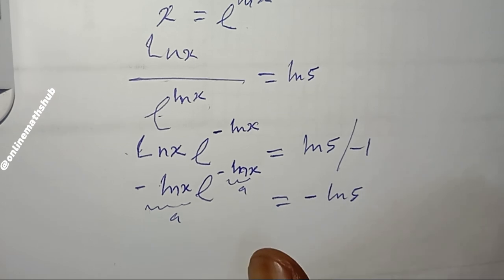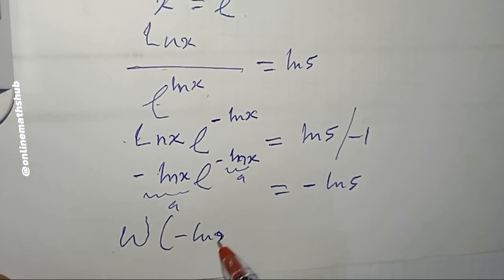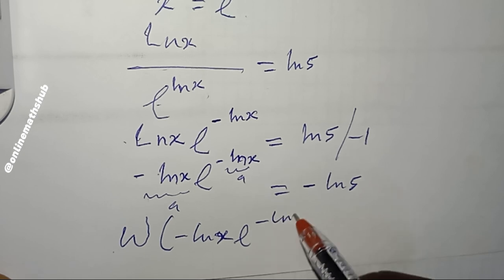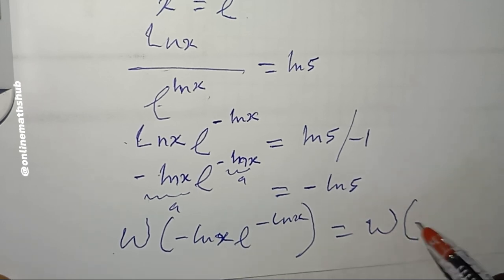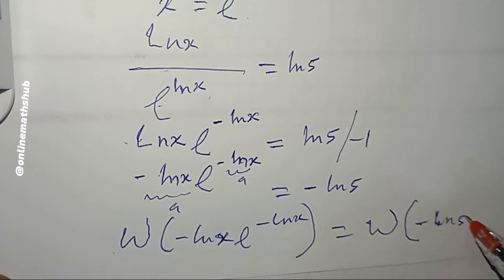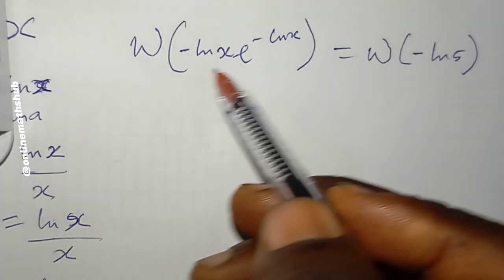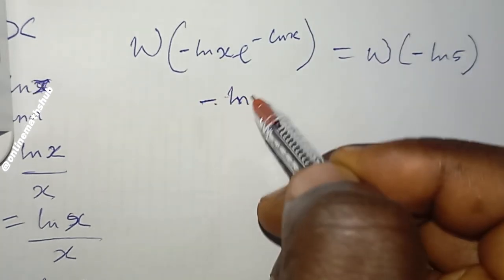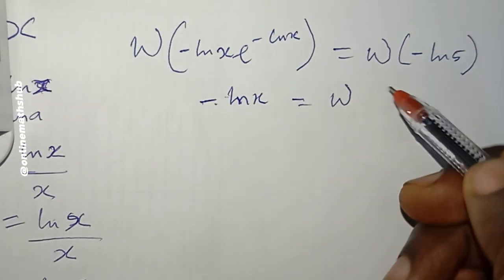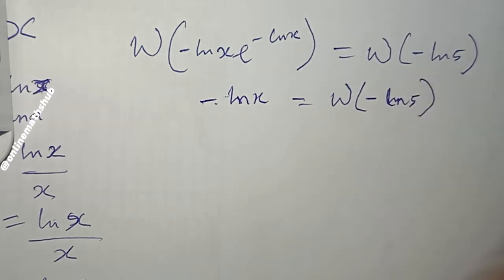And that being the case, I'm going to go ahead and apply the Lambert W function to natural log of x exponential minus natural log of x, which is equal to Lambert W function of minus natural log of 5. Okay, so that's what we have, and then of course we can proceed from there. So this whole left hand side now collapses to minus natural log of x is equal to the Lambert W function of minus natural log of 5.